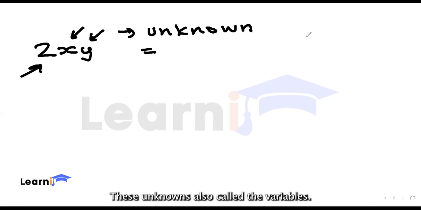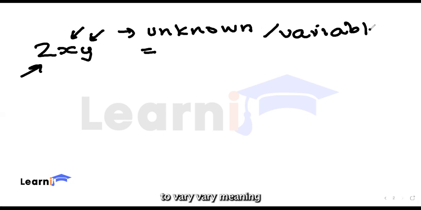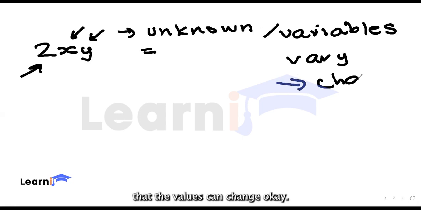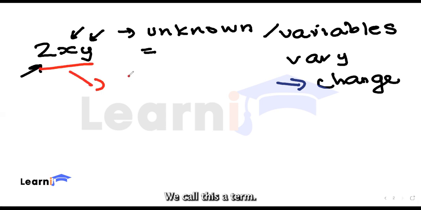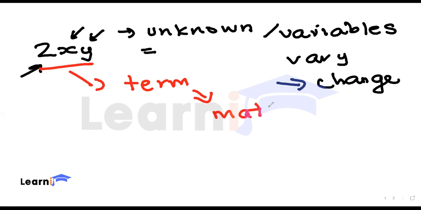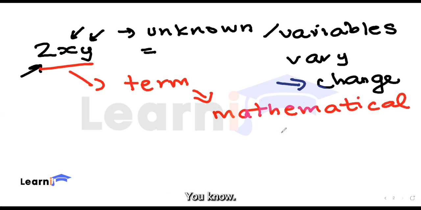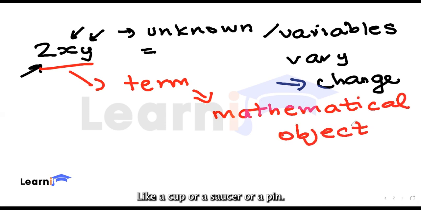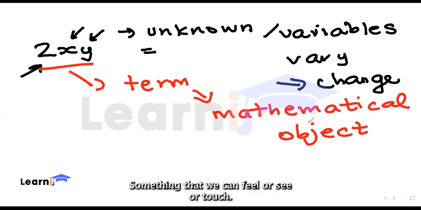These unknowns are also called variables. Variables means that they are allowed to vary, meaning that their values can change. But this, in maths, we call a term. And a term is a mathematical object. It's like an object, like a cup or a saucer or a pen. It's almost like a mathematical noun, something that we can feel or see or touch.